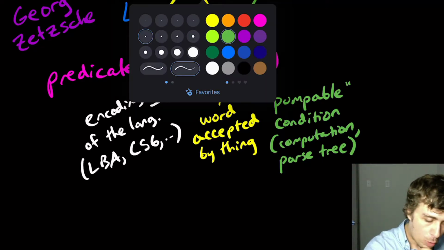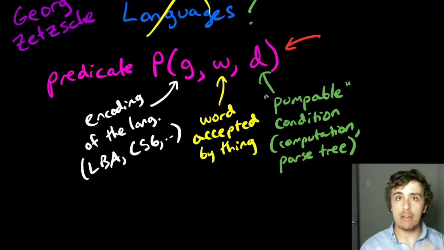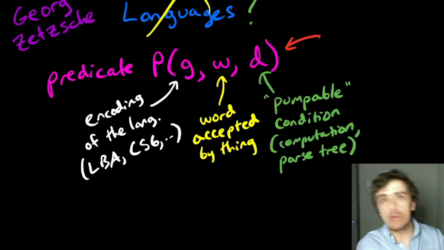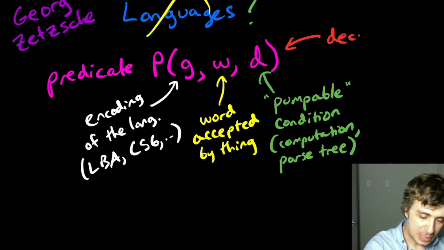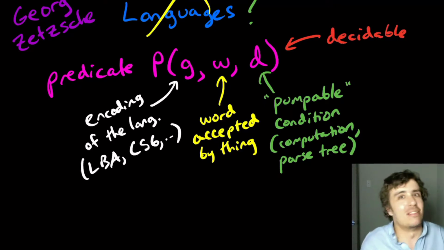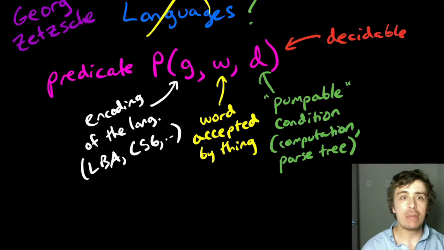Then one additional property that we want is that this predicate, if we have the G, we have the W, and we have the D, we want this condition to be decidable. So we want to be able to, in a finite amount of time, check this. If it's not decidable, then all bets are off, right? So we've got to make sure that it's decidable.